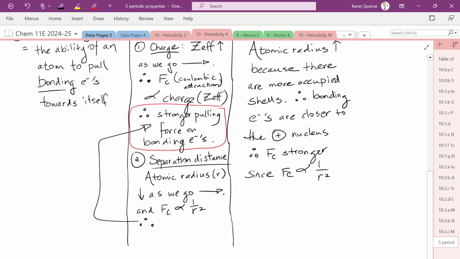Further from the nucleus. Further from the positive nucleus, and therefore the Coulombic attraction is weaker. Oh my gosh. Thank you so much, Dorothy. Yikes. Further from. Weaker. It's a good thing you guys are here to keep me in line.